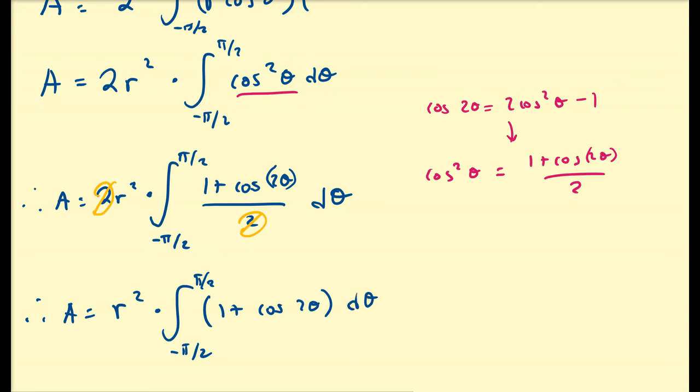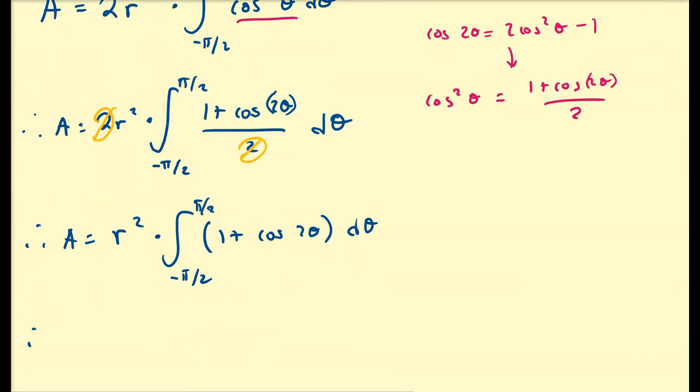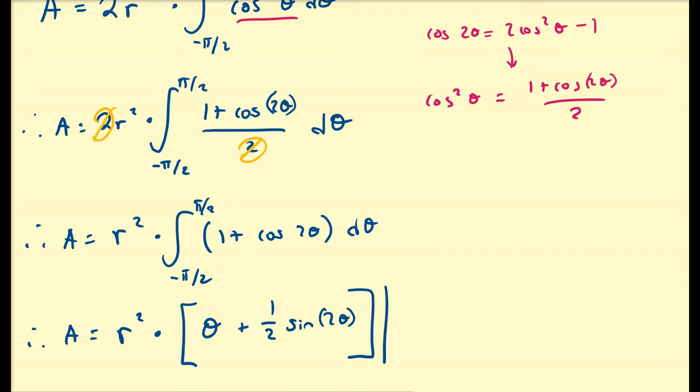And then we can integrate directly these two terms. So that means A is going to be equal to r squared times the antiderivative of 1, which is going to be the variable of integration, and then the antiderivative of cosine is going to be sine, and then we also need to take into account that 2 by dividing by it. And then we need to take our limits as theta goes to pi over 2 and as theta goes to minus pi over 2.